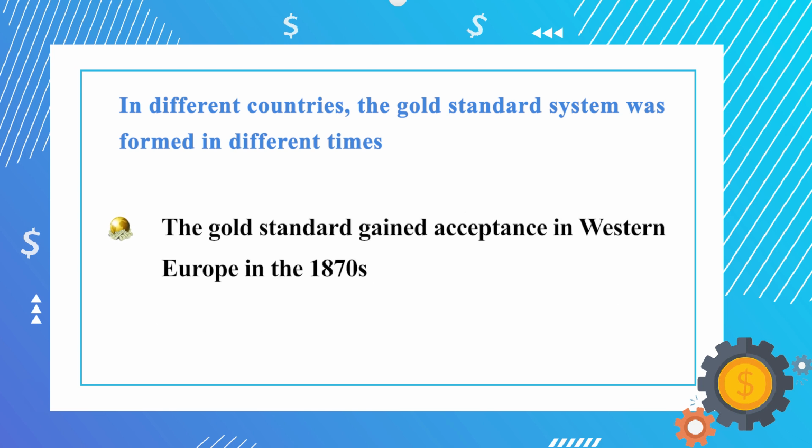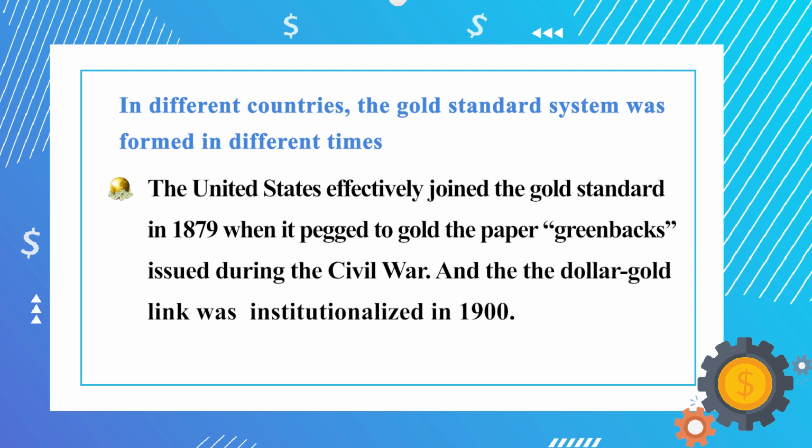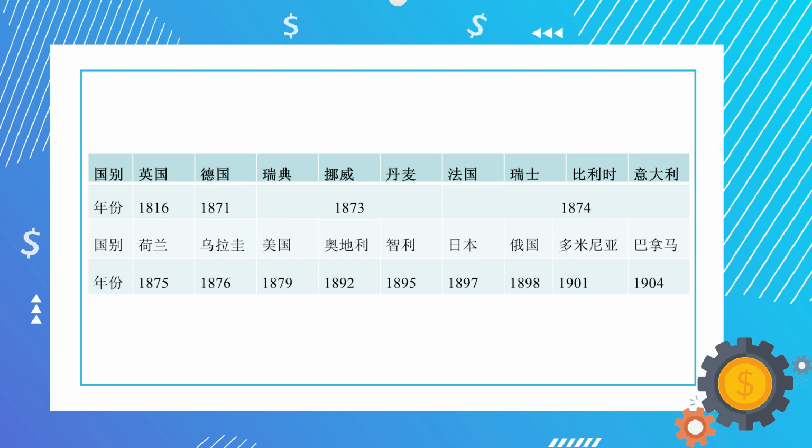In the 1870s, the gold standard gained acceptance in Western Europe. The United States effectively joined the gold standard in 1879 when it pegged to gold the paper greenbacks issued during the Civil War, and the dollar-gold link was institutionalized by enacting the U.S. Gold Standard Act of the 19th century. The table lists the years when most of the Western countries adopted the gold standard.